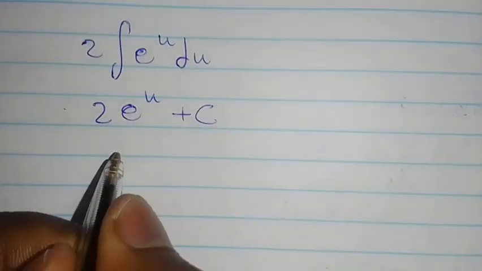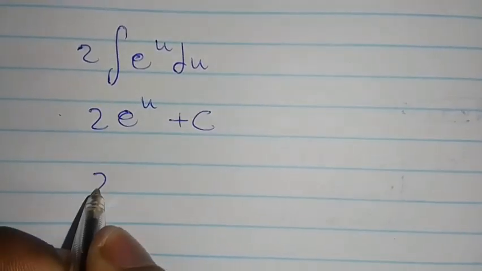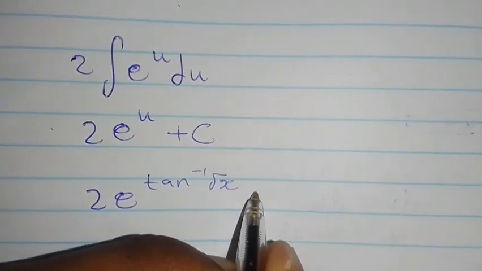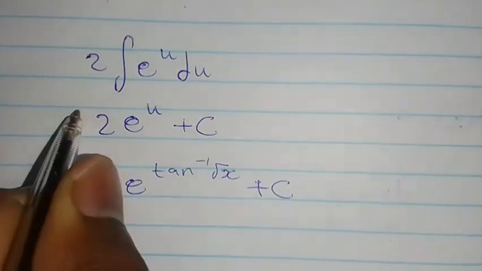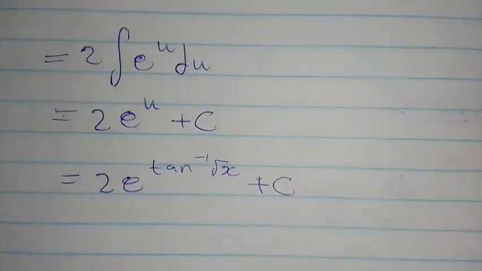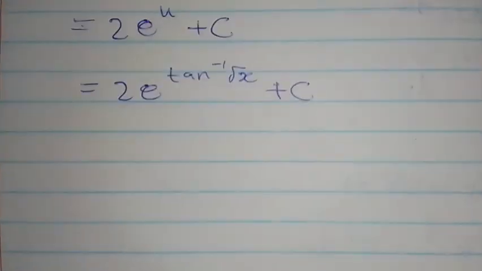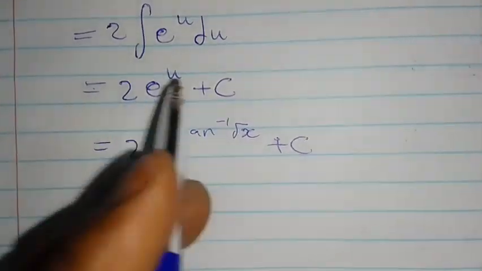But now what's u? u is the same as arctan root x. So that's the integral of that using substitution. That's how you can evaluate that integral using substitution. So basically it's not that hard. You just have to know where you have to make that substitution.